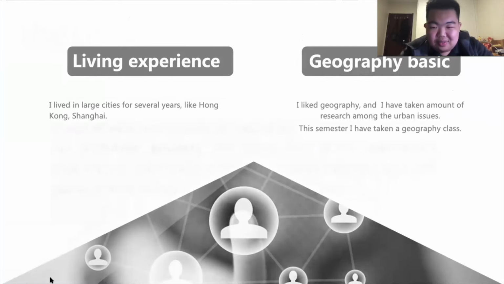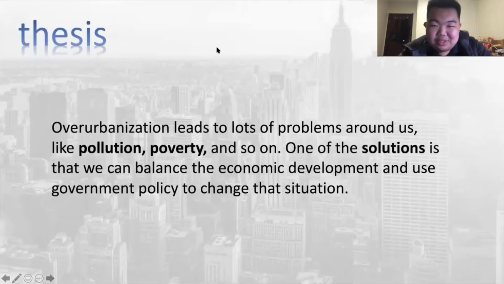And then I will point out the thesis first. Urbanization leads to a lot of problems around us, like pollution, poverty, and so on. And one of the solutions is that we can balance the economic development and use government policy to change that situation.